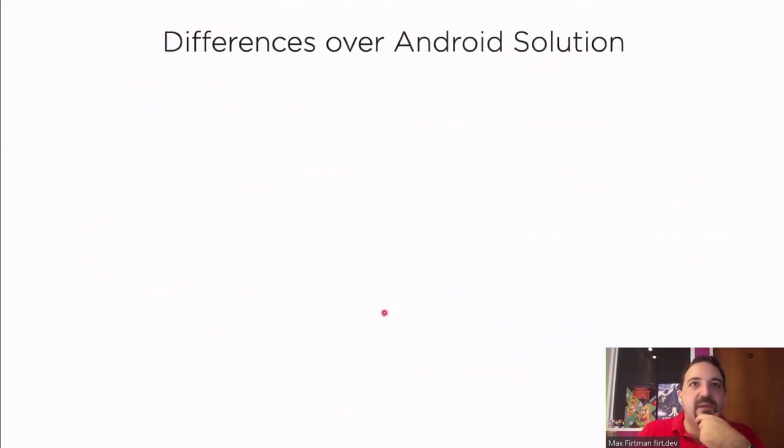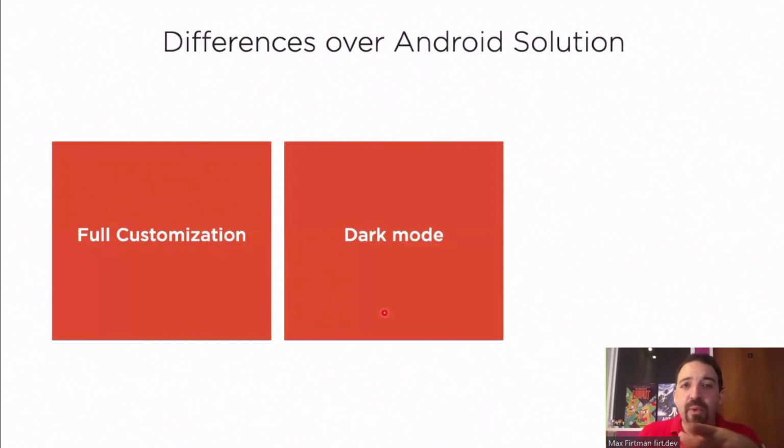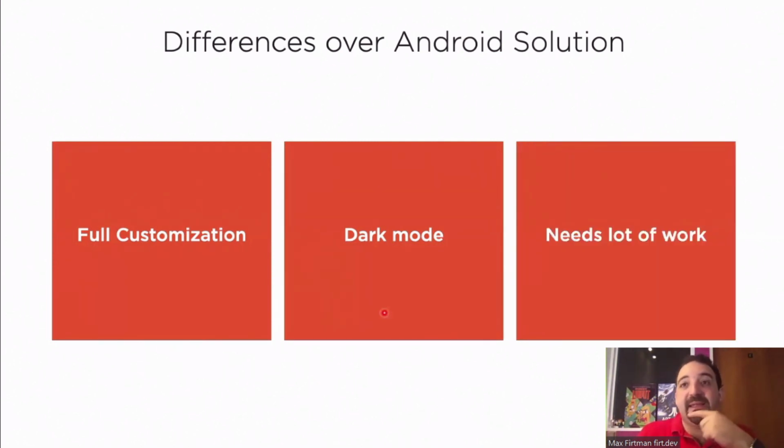So first, let's see the advantages over Android. We have full customization, so we can actually do whatever we want. It doesn't need to be the icon and the name. So we can actually make really nice and appealing splash screens. We can even provide a dark mode version, which is actually pretty cool. That's actually not possible on Android these days. So we can provide alternatives for dark mode, but it needs a lot of work.